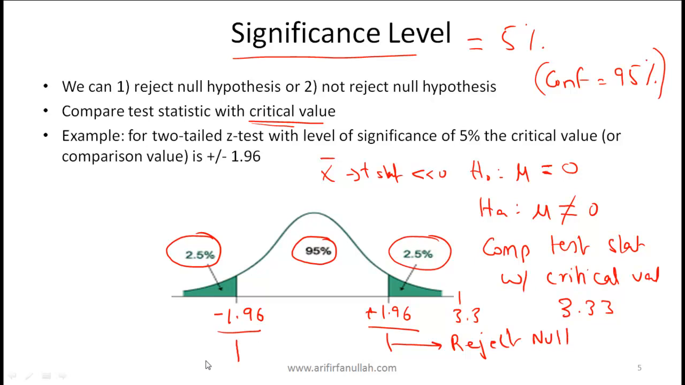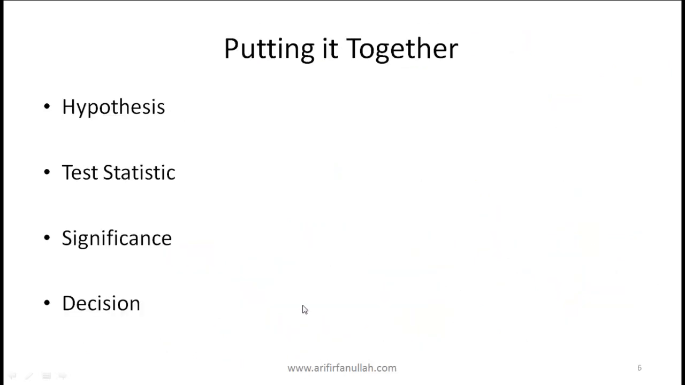Similarly, if we had gotten a test statistic that was less than minus 1.96, or in this region, then also we could reject the null hypothesis. And if the test statistic had been somewhere between minus 1.96 and plus 1.96, then we fail to reject the null hypothesis. So putting this all together, I know this is repetitious, but it's important to understand.